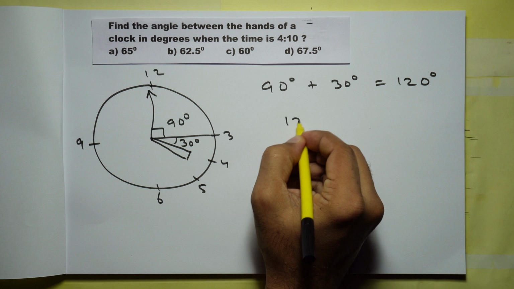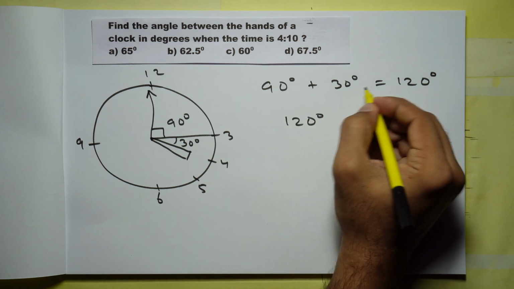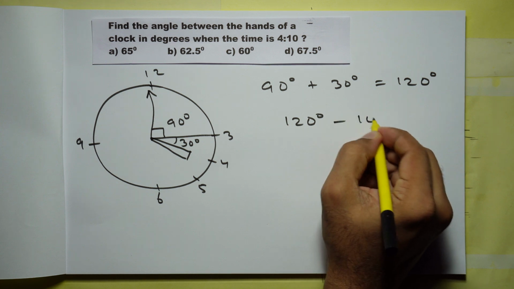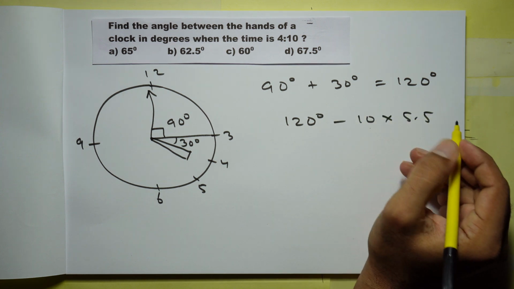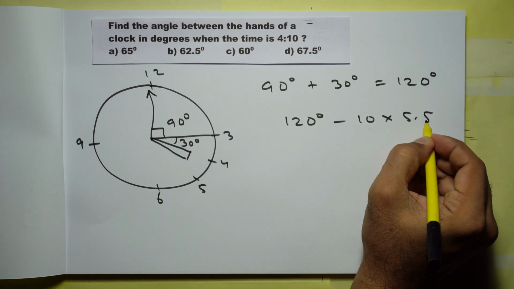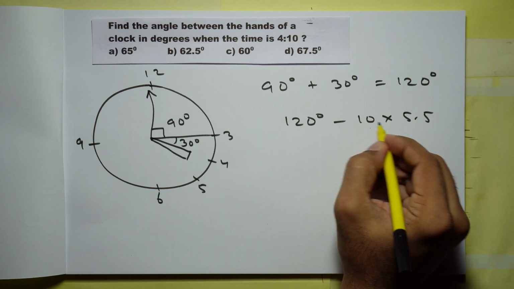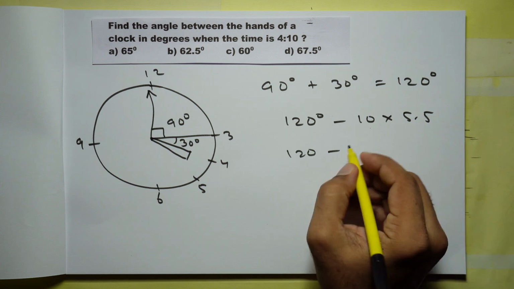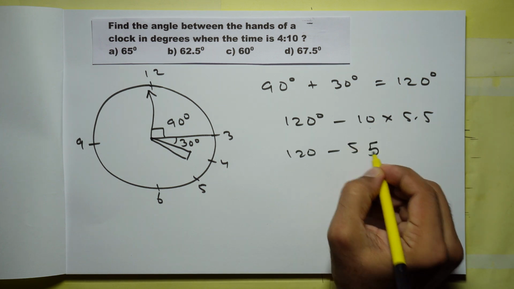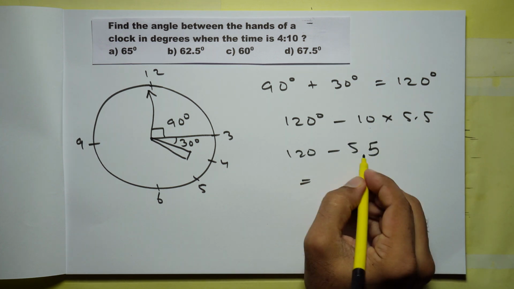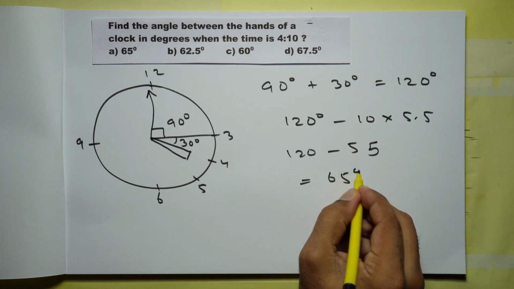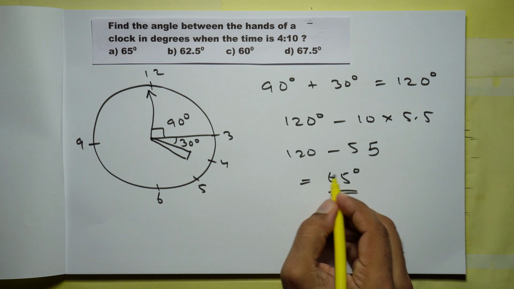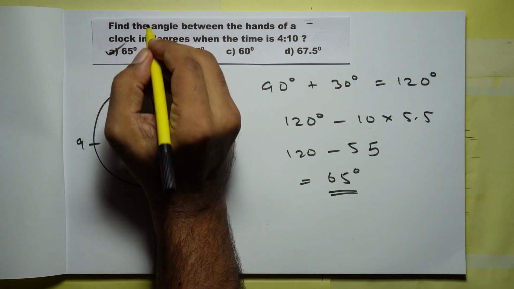Right now the angle is 120 degrees. Every minute it will decrease by 5.5, like that for 10 minutes. So minus 10 into 5.5 degrees. Every minute it will decrease by 5.5 into 10 minutes, so 55 degrees it will decrease. So 120 minus 10 into 5.5, 55. So that 120 minus 55 you will get it as 65 degrees. So exactly at 4:10 the angle will be 65 degrees, option A.